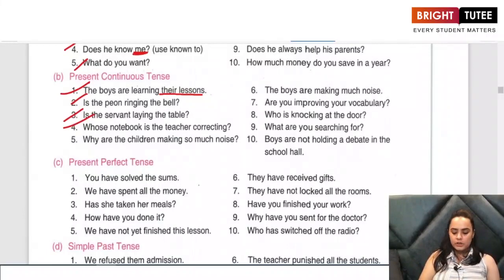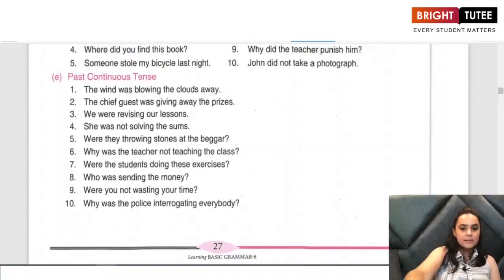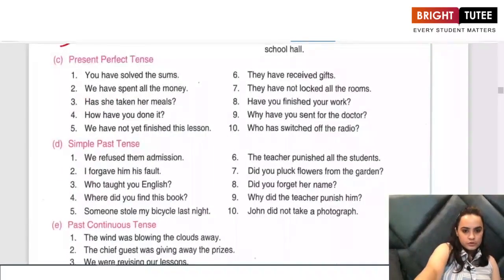Why are the children making so much noise? Why is so much noise being made by the children? Okay, now let us move on to the next. The next one now is the past continuous. No, we have the future also.